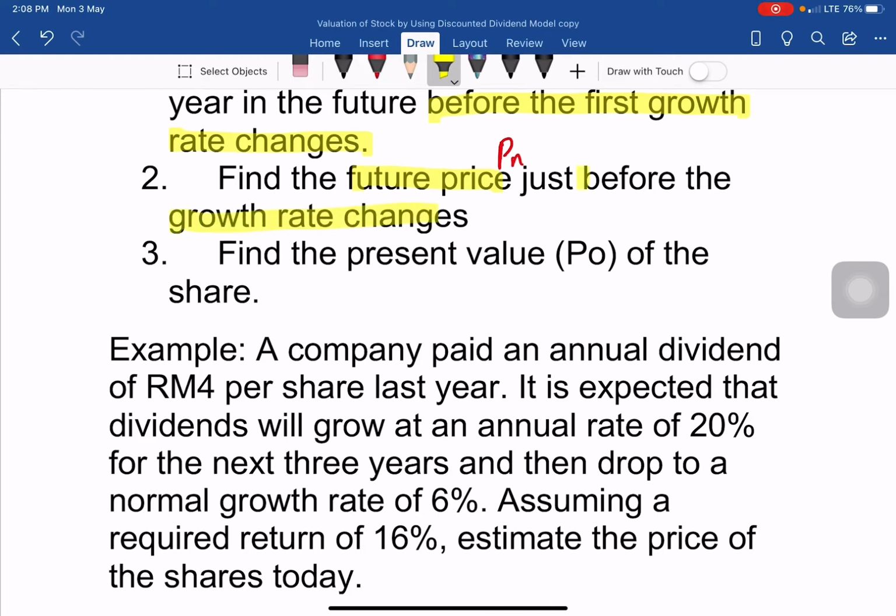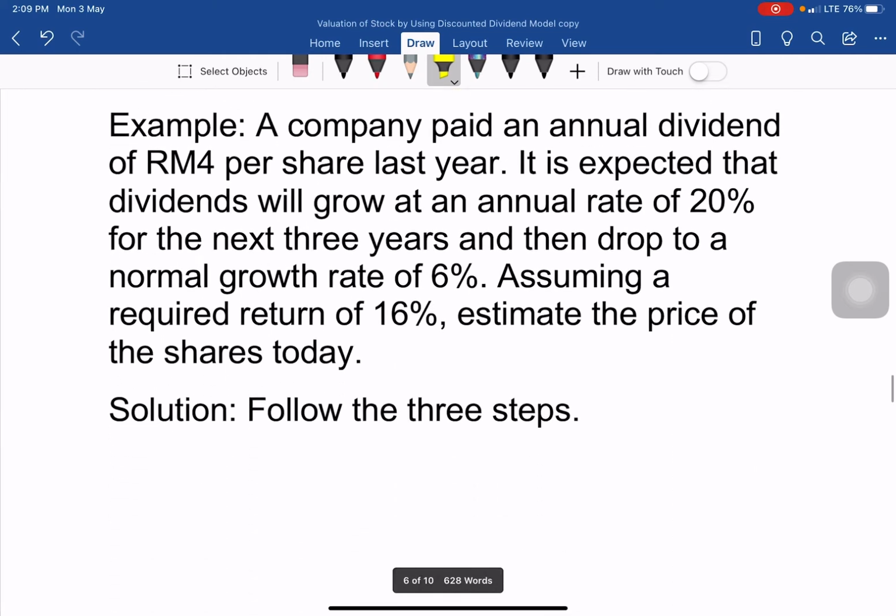Yang ni dia nak before G change. So kalau dia kata G change at year 4, so kita akan cari PN tu year 3 lah, P3. Okay. And then the last one, find the present value, P0, ataupun the intrinsic value of the share. Okay, so now the example here.